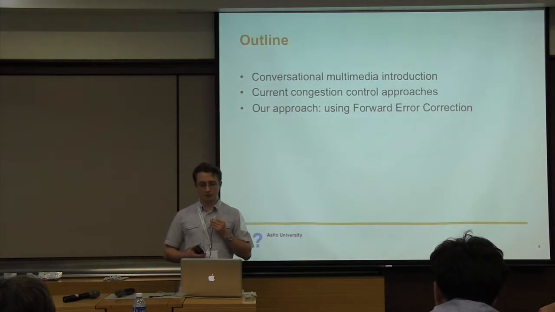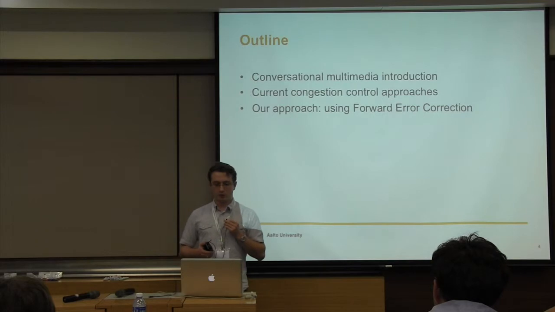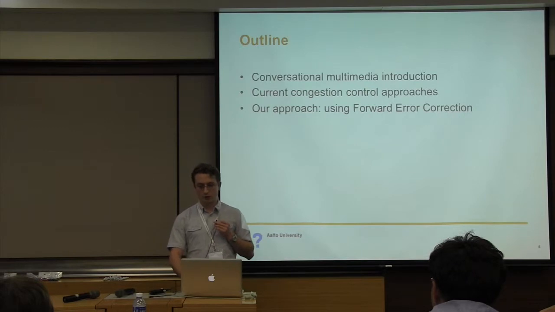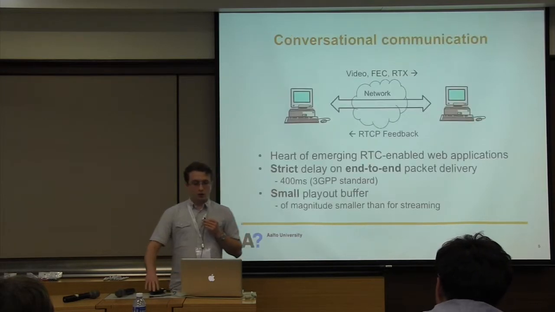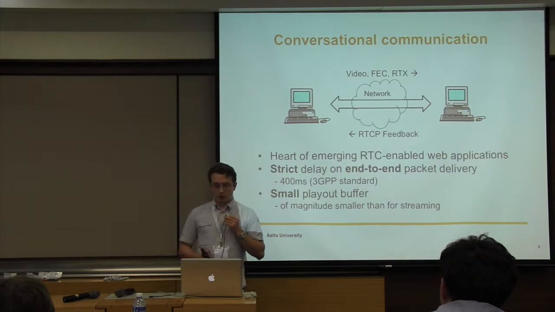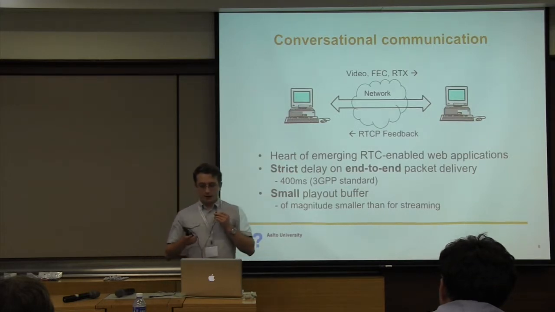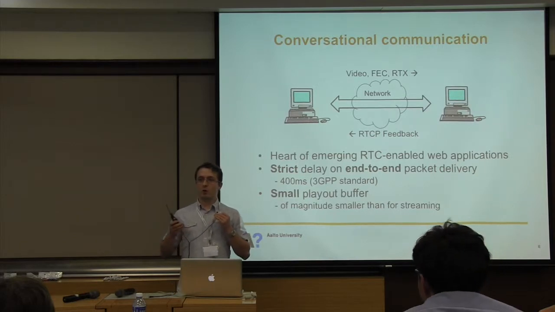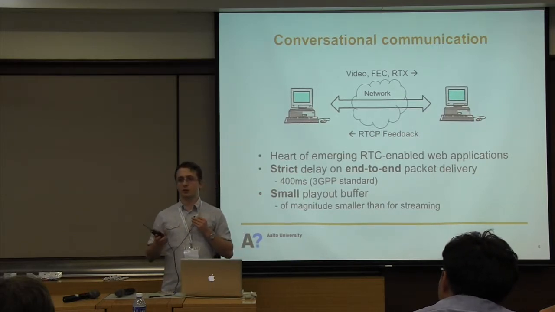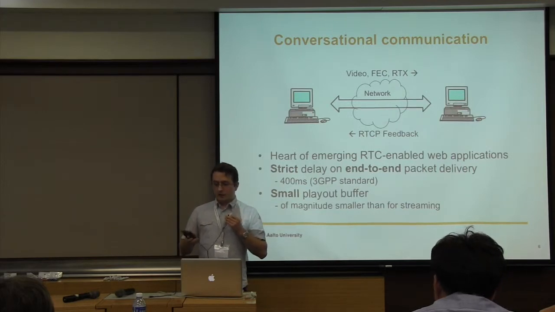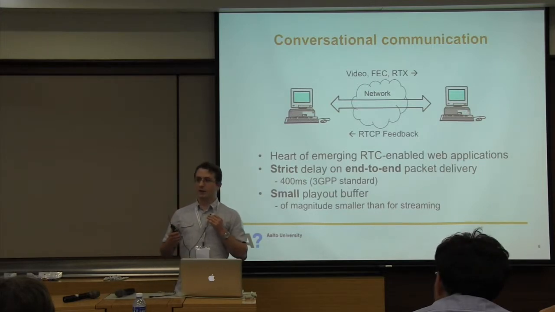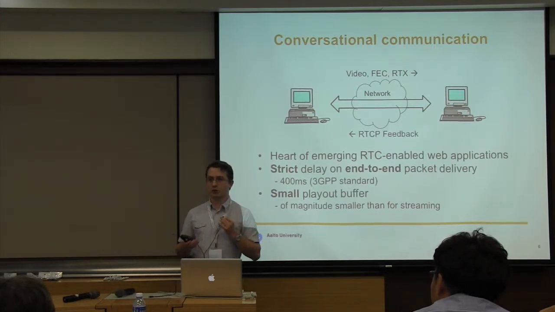Conversational multimedia systems. Then I'll very briefly talk about current congestion control approaches, and I'll finally present our approach that uses forward error correction. So what is conversational communication? It's a type of direct communication between parties, at least two, and it can also be multi-party communication, but an important feature is that all parties are active, so they are senders and receivers in the same way.